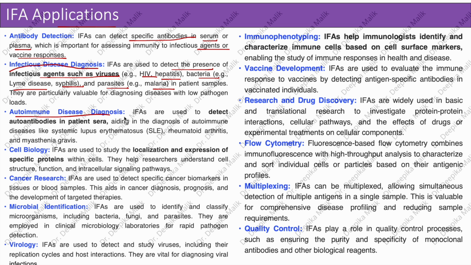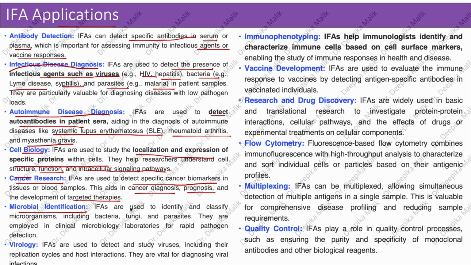Autoimmune disease diagnosis. They are used to detect autoantibodies in patient sera, aiding in the diagnosis of autoimmune diseases like systemic lupus erythematosus, rheumatoid arthritis, and myasthenia gravis. Cell biology. It is used to study the localization and expression of specific proteins within cells. They help researchers understand cell structure, function, and intracellular signaling pathways. Cancer research. This technique is used to detect specific cancer biomarkers in tissues or blood samples. This aids in cancer diagnosis, prognosis, and the development of targeted therapies.